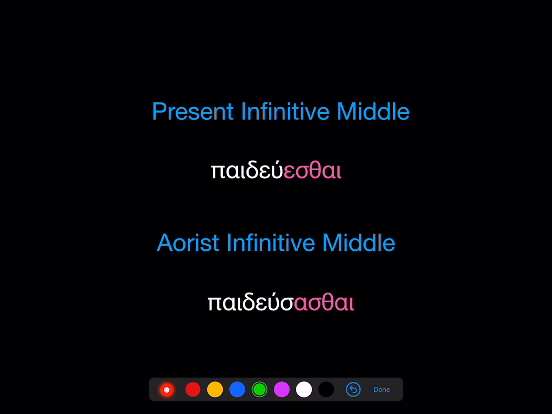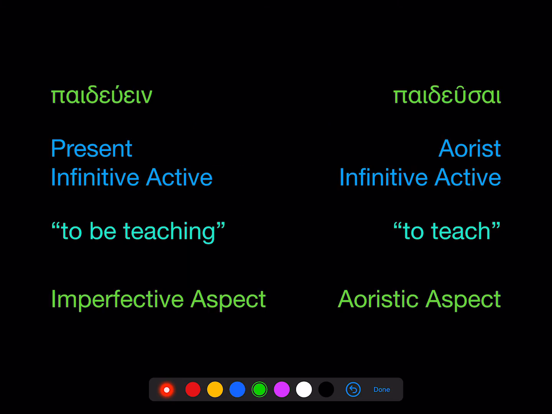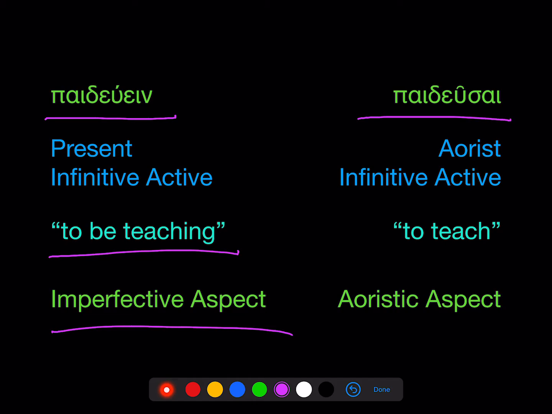Now let's look at the present infinitive middle. Remember, the present infinitive middle passive, paideúesthai, to be teaching for one's own sake, or passive, to be being taught. The aorist infinitive middle only, not passive, is paideúsasthai, right? To teach for one's own sake. So again, to compare, paideúein, present infinitive active, has imperfective aspect, to be teaching. Paideûsai, the aorist infinitive active, has aoristic aspect, to teach.